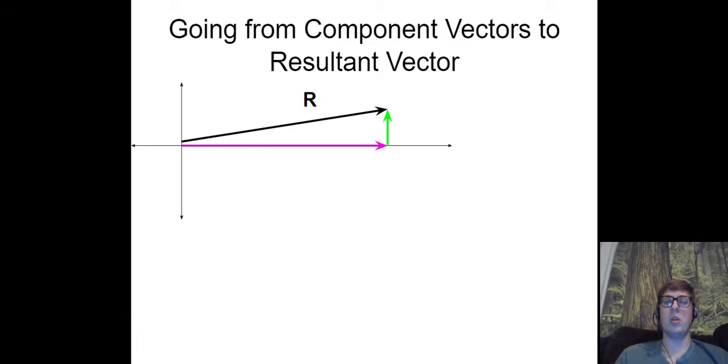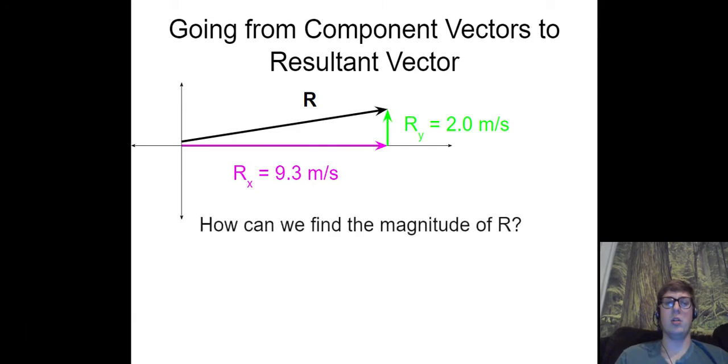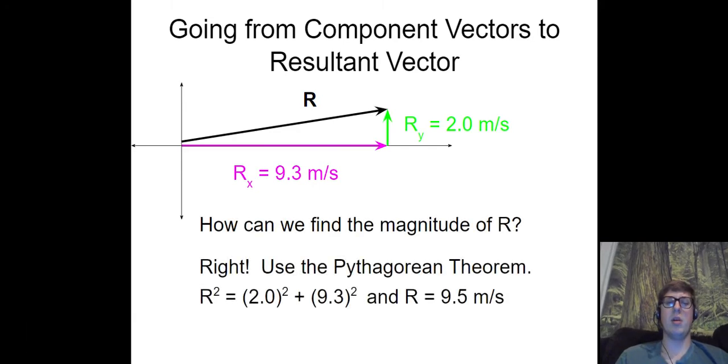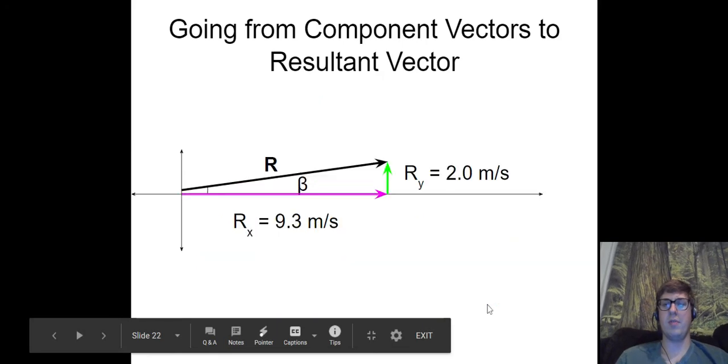However, if we know the components, we can also figure out the resultant. We have 2 meters per second. We have 9.3 here. All we have to do, that's a triangle. Pythagorean theorem, my friend. 2 squared plus 9.3 squared. Take the square root of both sides, and r is 9.5.